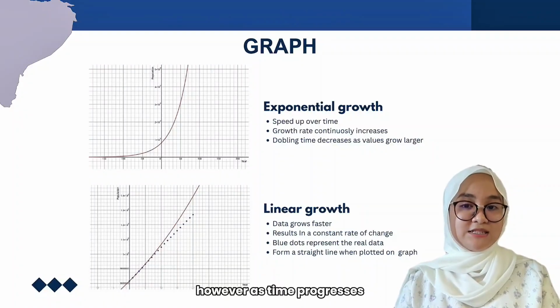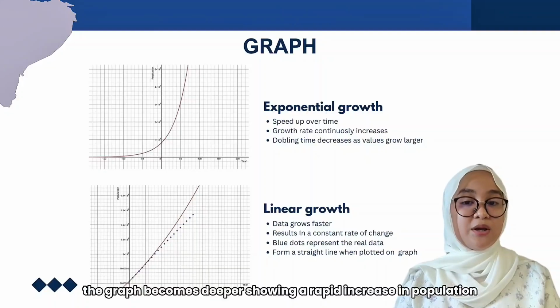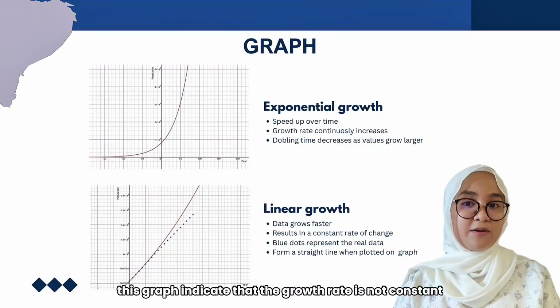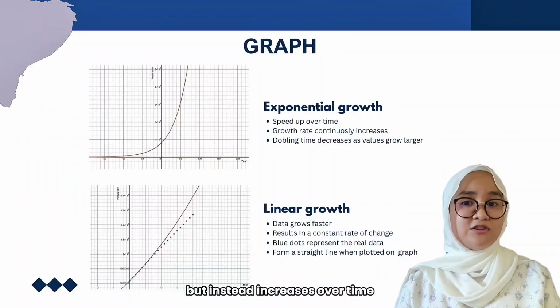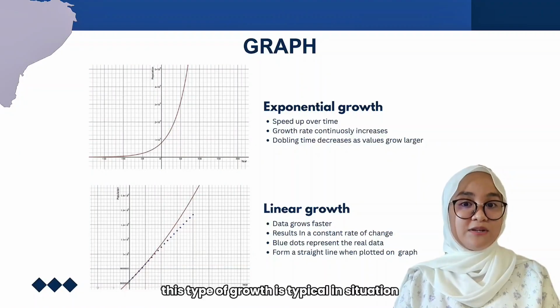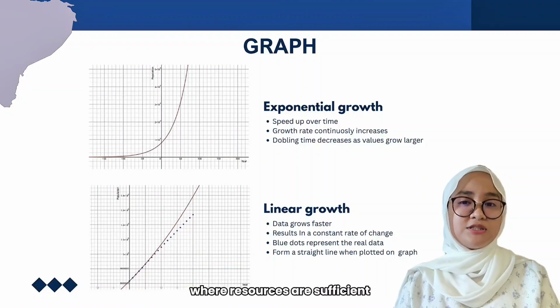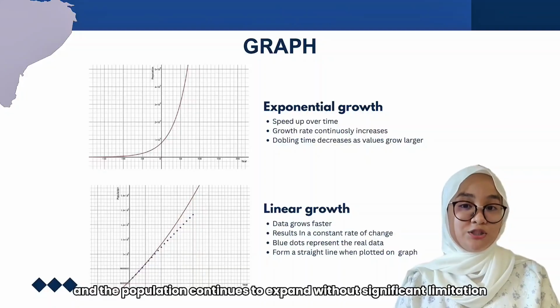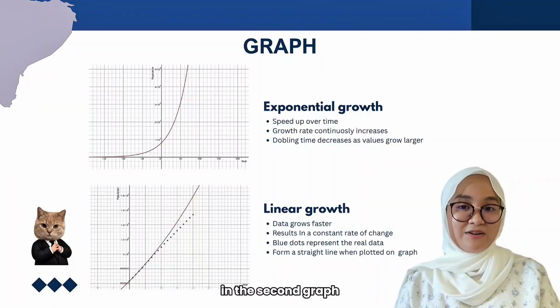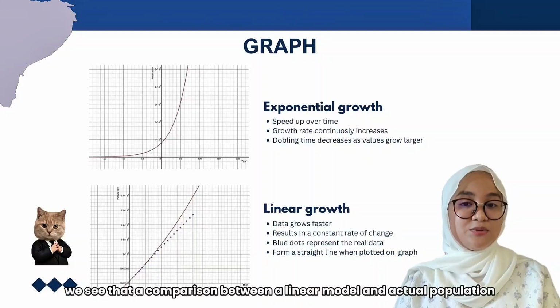However, as time progresses, the curve becomes steeper, showing a rapid increase in population. This graph indicates that the growth rate is not constant, but instead increases over time. This type of growth is typical in situations where resources are sufficient and the population continues to expand without significant limitation. In the second graph, we see a comparison between a linear model and actual population data.